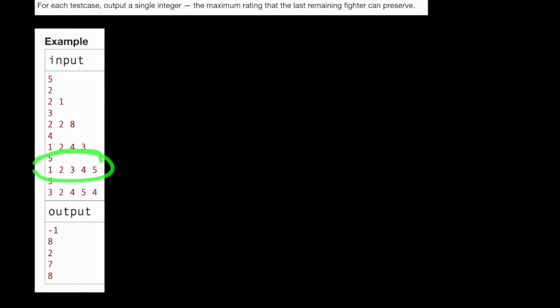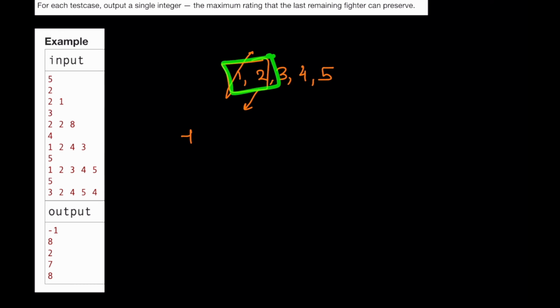Let's take the second last test case. So we have 1, 2, 3, 4 and 5. We need to find the maximum rating for the last fighter. So how can the games proceed? Let's say we choose these both fighters. -1 denotes that this player has been eliminated. In the fight for these two, this one would be eliminated and the rating for this would be 1. So it would be like this.